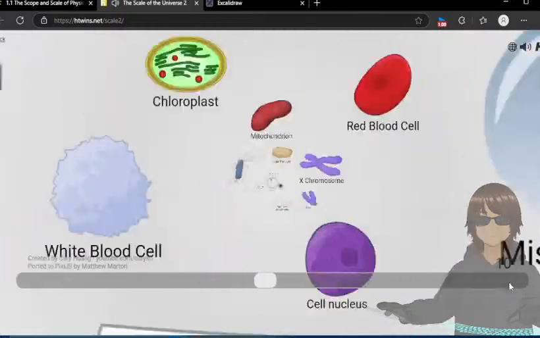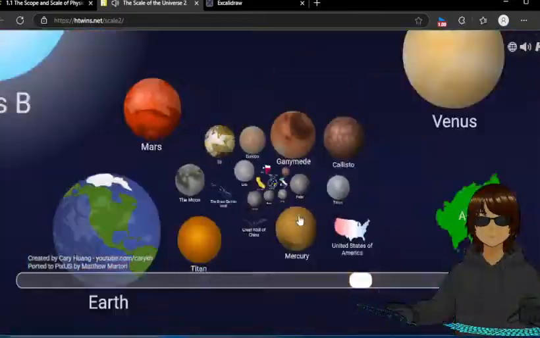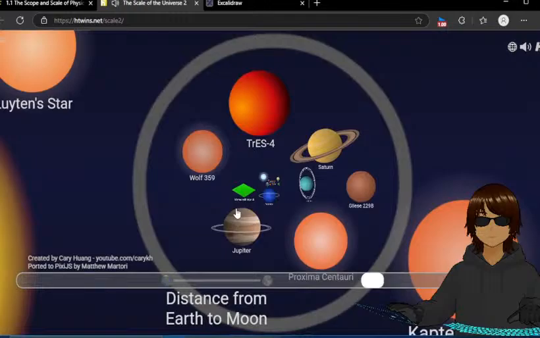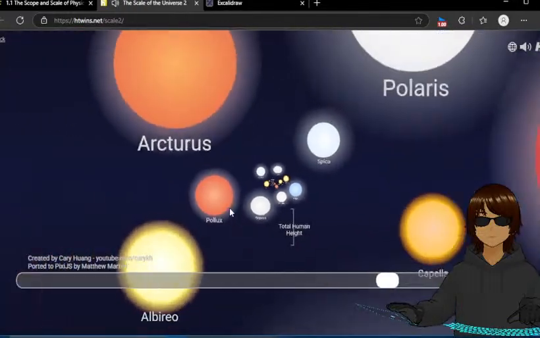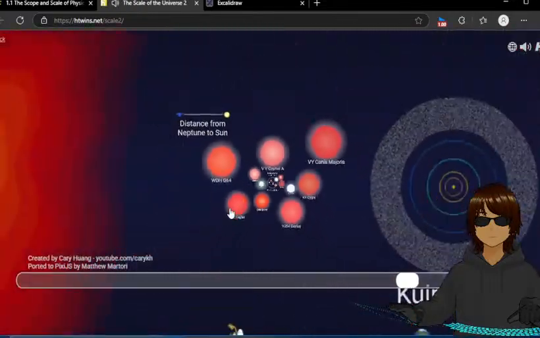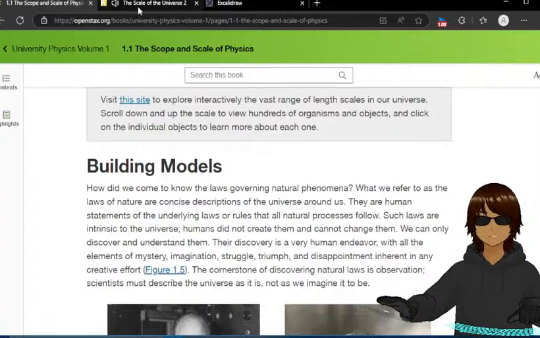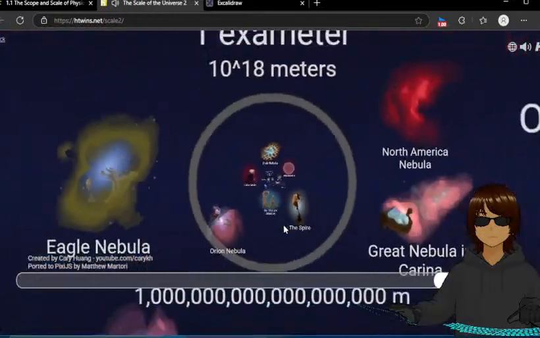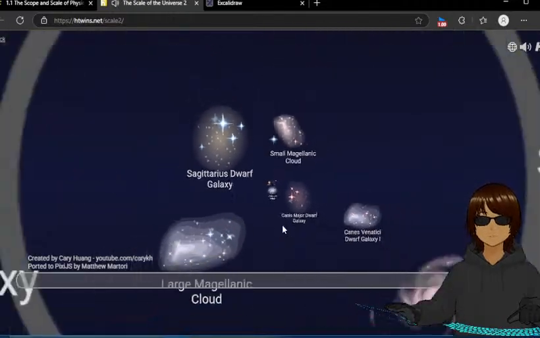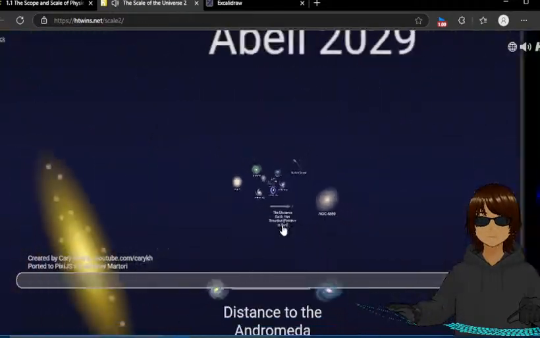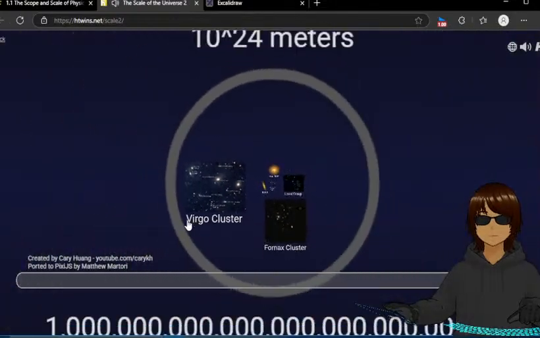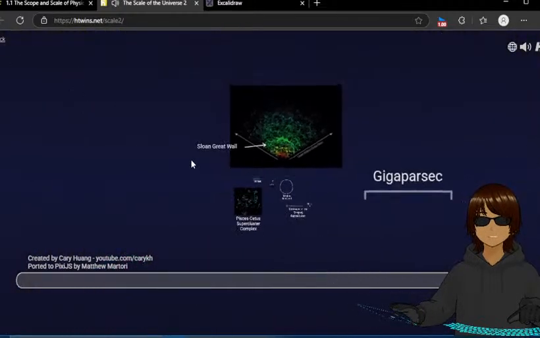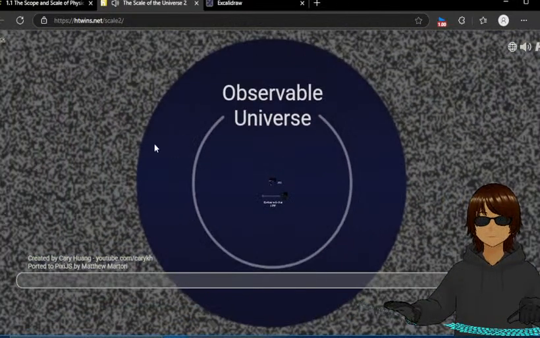Let's see how far up we go. Oh, they added a Minecraft world as well. It's really lagging my laptop. Oh my god. Local group, oh my god. Virgo cluster, Fornax cluster, Sloan Great Wall, observable universe.